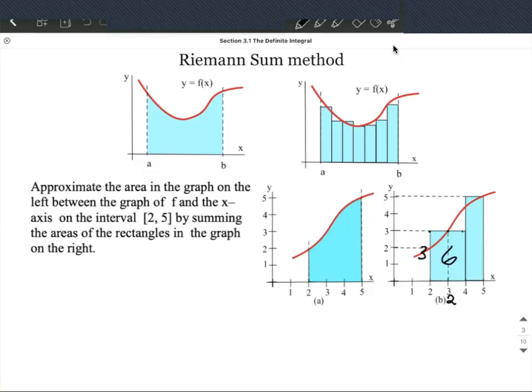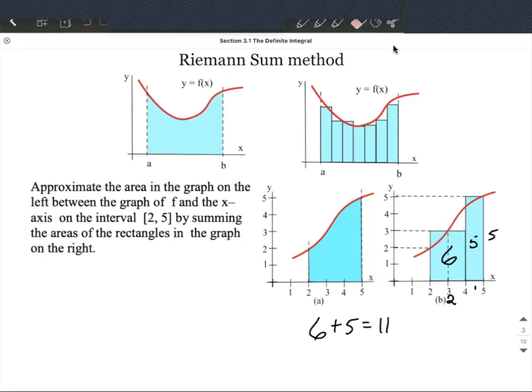The other rectangle is only 1 wide, but it looks like it's 5 tall. So 1 times 5 makes 5. 6 plus 5 is going to be 11. Now, how accurate of an estimation is that? That's the best we can do based on the rectangles they gave us.